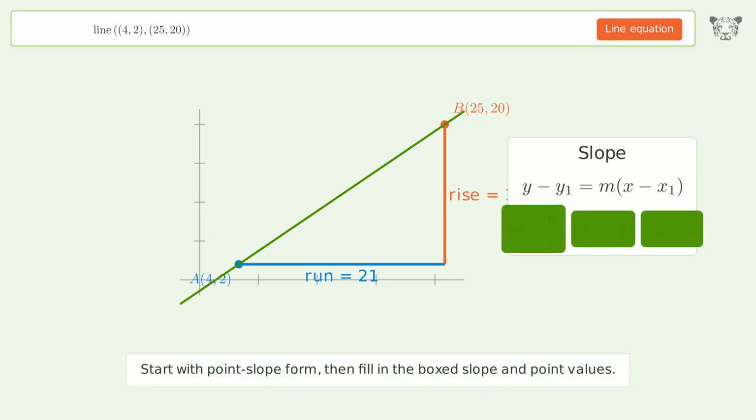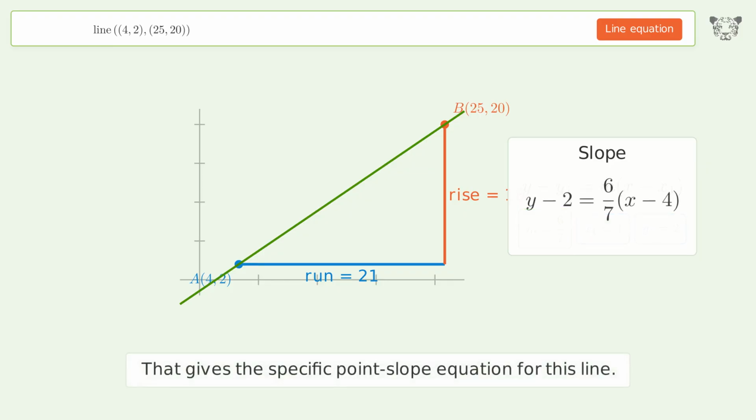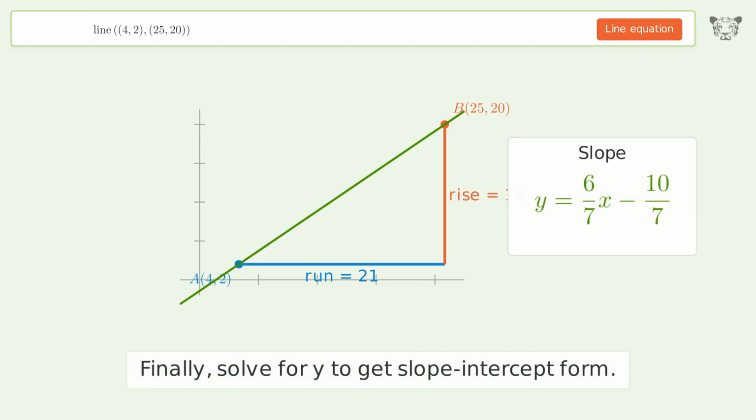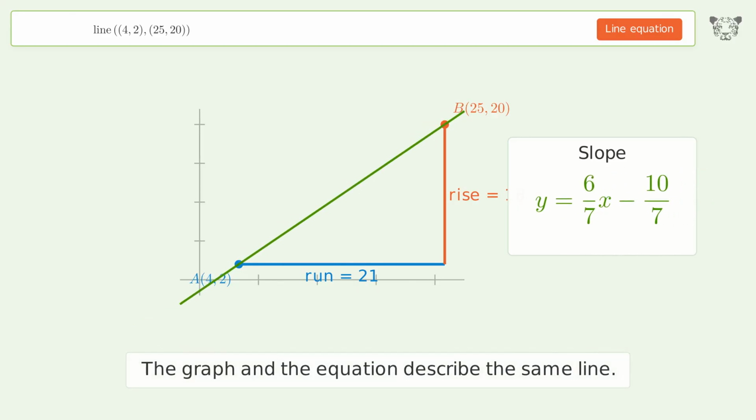Start with point slope form, y minus y1 equals m times x minus x1. Then fill in the boxed values, slope is 6 over 7, x1 is 4, and y1 is 2. That gives the specific point slope equation for this line. Finally, solve for y to get slope intercept form. The graph and the equation describe the same line.